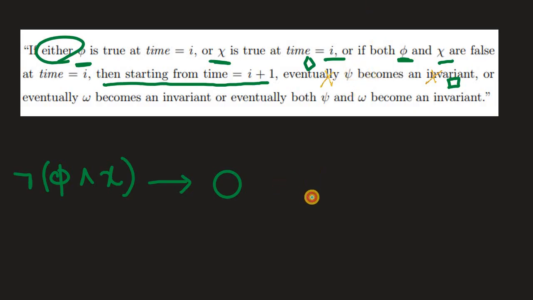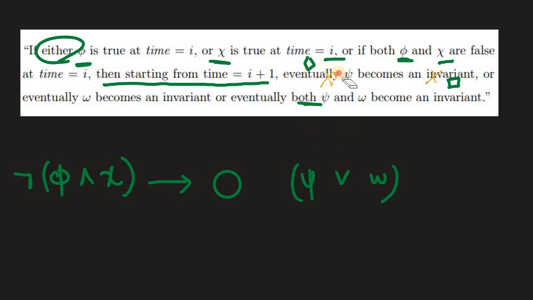So we have phi, and then phi becomes an invariant, or eventually omega becomes an invariant. So phi and omega become invariant, or eventually both of them are invariant. So we have either of them or both. In that case we're going to put an or, because we can have both of them to be true. If we could only have either of them, then we would put a different sign, but we are allowed to have both or either of them, so that's why I'm putting the sign of or.